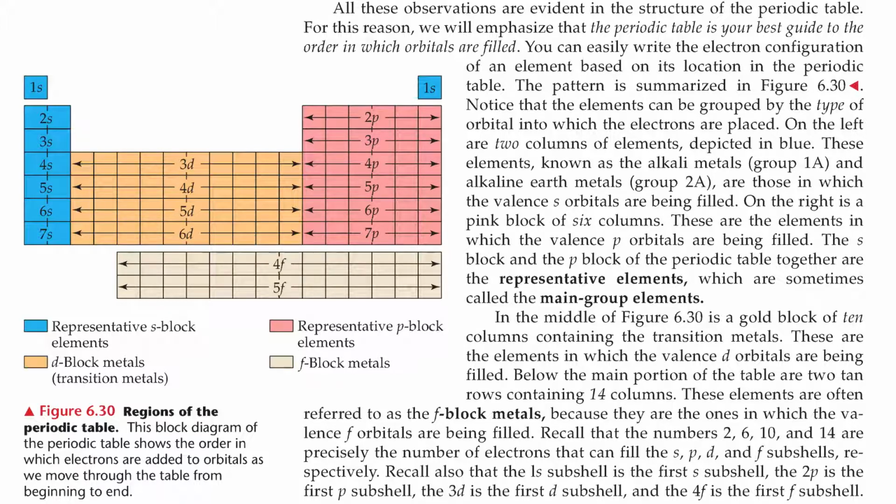Below the main portion of the table are 2 rows containing 14 columns. These elements are often referred to as f block metals because they are the ones in which the valence f orbitals are being filled. Recall that the numbers 2, 6, 10, and 14 are precisely the number of electrons that can fill the s, p, d, and f subshells, respectively. Recall also that the 1s is the first s subshell, the 2p is the first p subshell, the 3d is the first d subshell, and the 4f is the first f subshell.